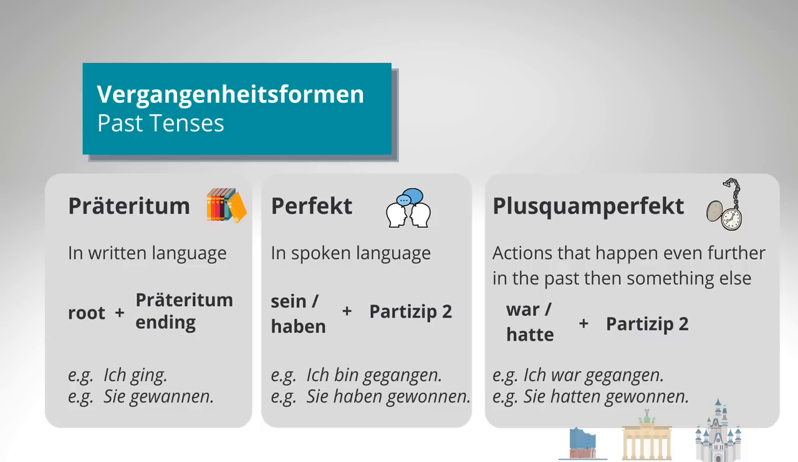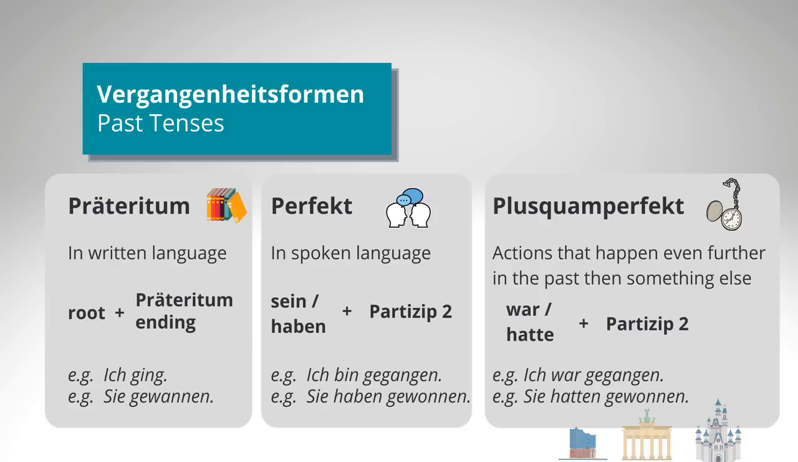So the plusquamperfect can basically be described as the präteritum of the perfect. It's basically a mixture of these two tenses. In order to make the difference clearer, let's have a look at some example sentences. For example, I went, in German would be ich ging, präteritum. Ich ging, the corresponding perfect form would be ich bin gegangen.